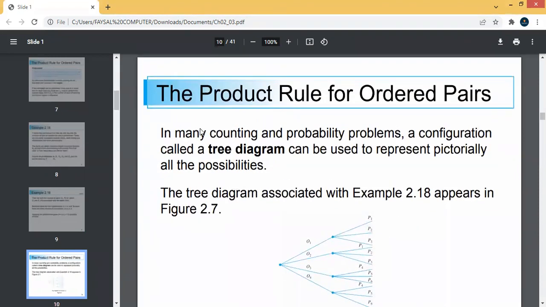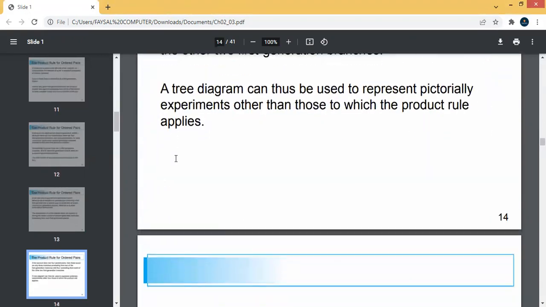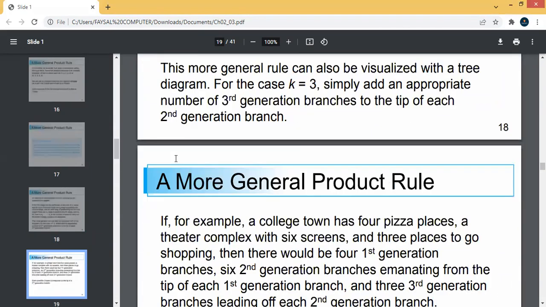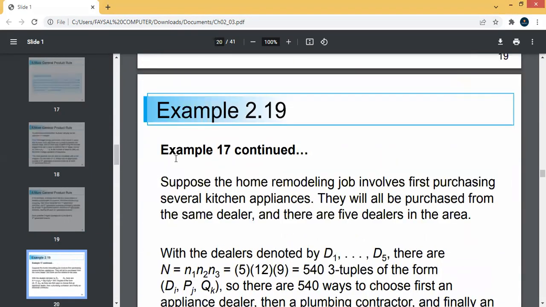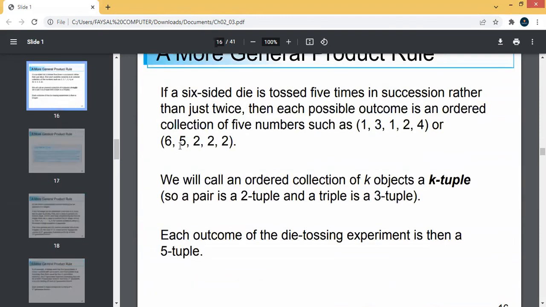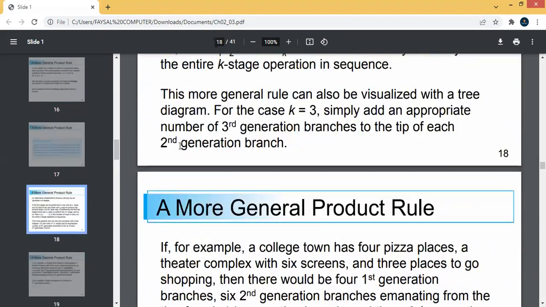Now, this is the next topic, the product rule for ordered pairs. Moving towards the example of this part. Okay, yes, 2.19. Where is the example 17? I think the above one is the example that we did.